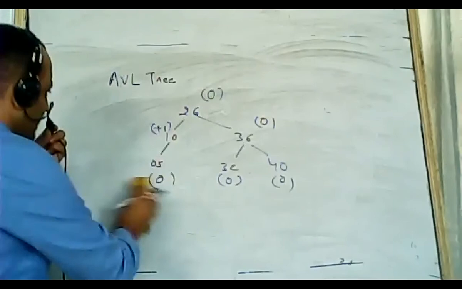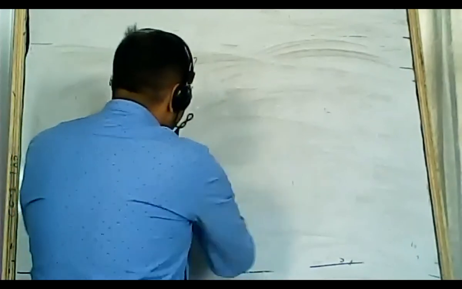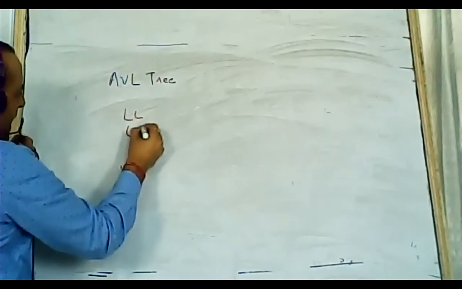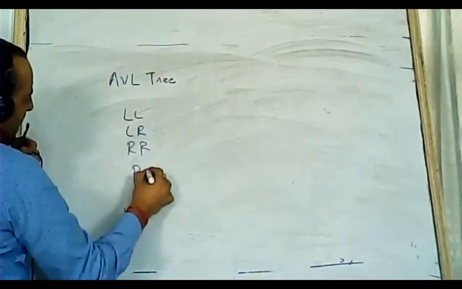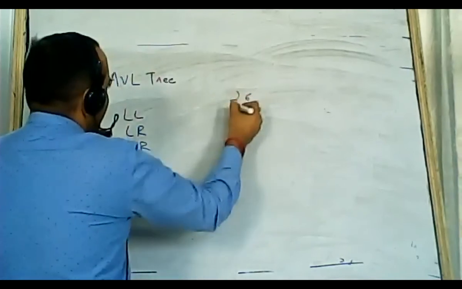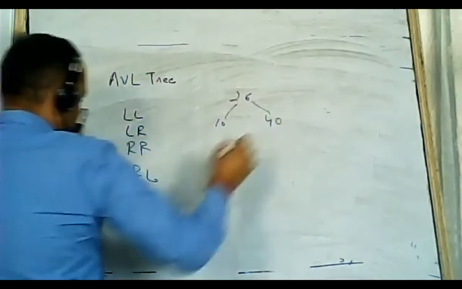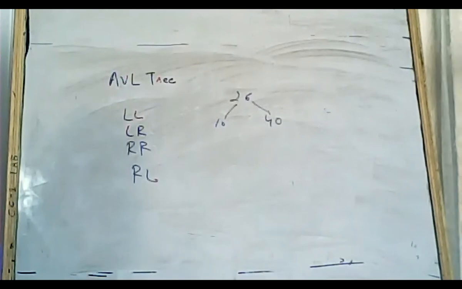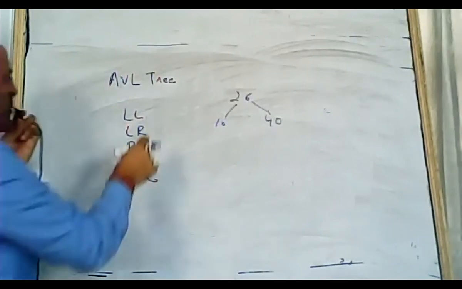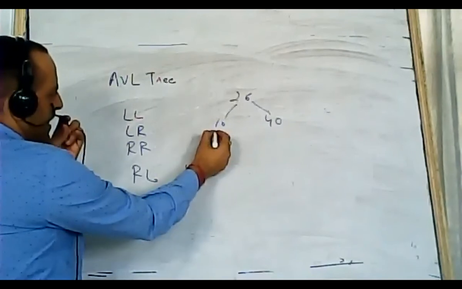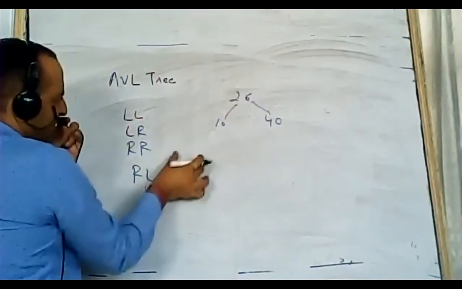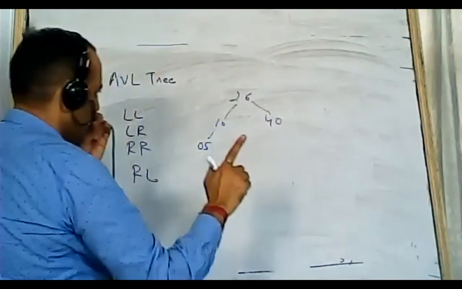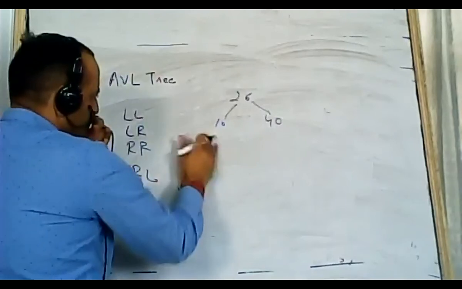So an AVL tree basically has 4 rotations: LL, LR, RR, and RL. Suppose I say 26, 10, 40. Is this a binary search tree? Yes. Is this an AVL tree? Yes. LL says we have to insert the element in the left of the left. This element will be smaller, remember, because it is a binary search tree. Now see how you will attempt this in the paper.